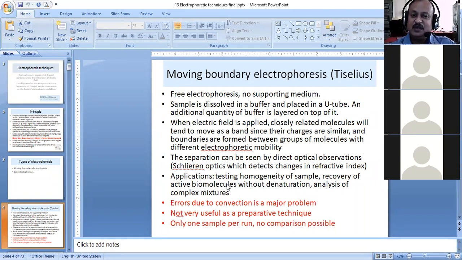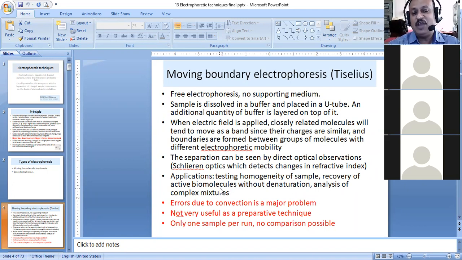Have you understood this application? Moving boundary electrophoresis is used for testing the homogeneity of the sample. What does it mean? How do we know that the sample is homogeneous? Not several boundaries will be found. Yes, very good. If we see a single boundary in the buffer in the tube, it means that there is a single component in the sample. If there are multiple boundaries formed in the tube, then we know that the sample is a heterogeneous sample, isn't it?